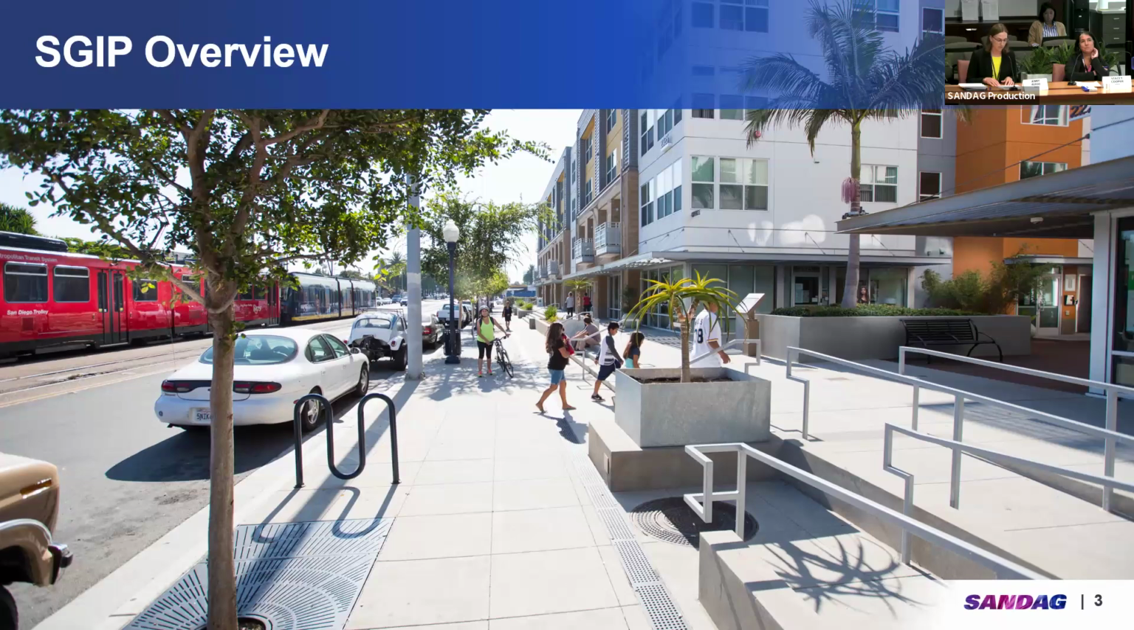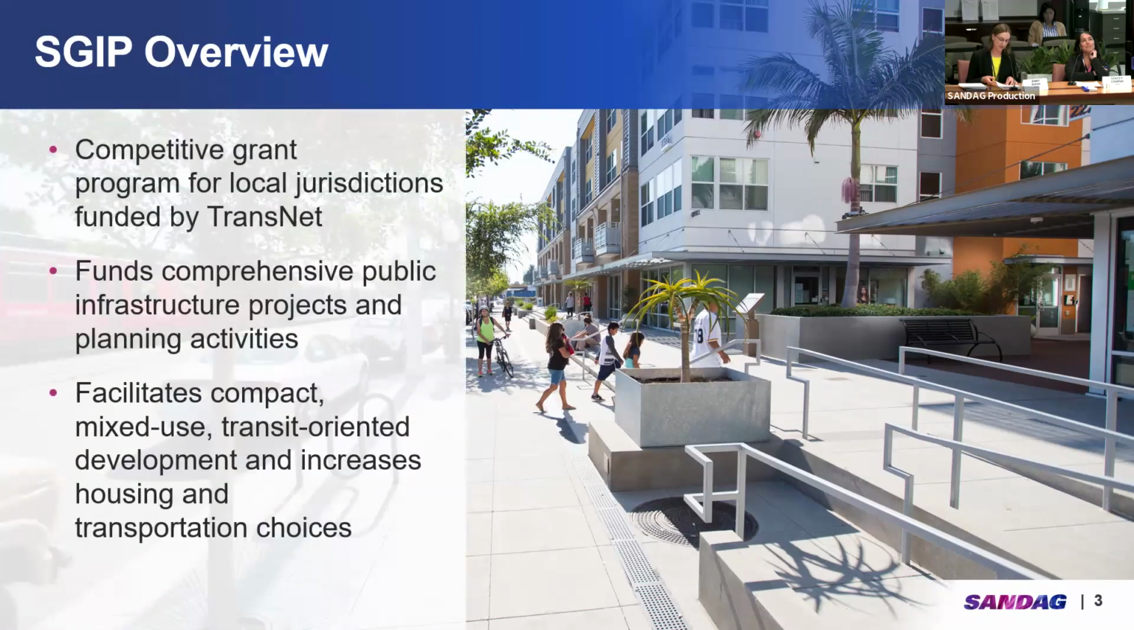So as an overview for you, the SGIP is a competitive grant program that we have. It's authorized by the TransNet Extension Ordinance. It provides funding for the region's 18 cities in the county of San Diego for transportation-related infrastructure and planning projects. And these are projects that will catalyze compact, mixed-use development that's focused near transit, jobs, services, and public facilities. The intent of the program is to maximize the use of our existing infrastructure to preserve our open space and natural resources, and to increase housing and transportation choice around the region.